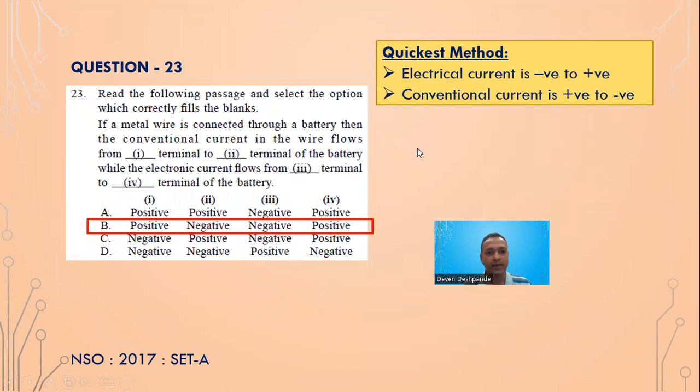Okay, read the following passage and select the option which correctly fills the blanks. If a metal wire is connected through a battery, then the conventional current will always flow from positive to negative, and the electron current, the electrical current, will always flow from negative to positive. So conventional will be positive to negative. Electron current will flow from negative to positive.